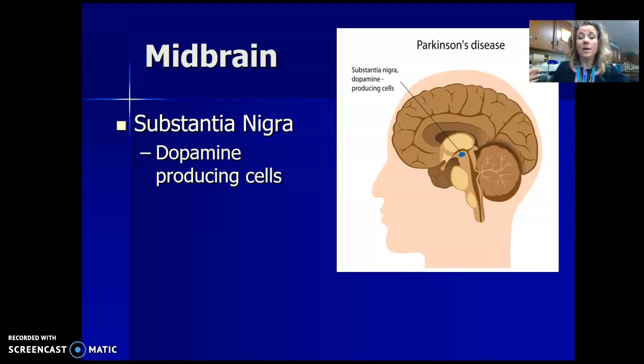Recall that one of the functions of dopamine is to antagonize acetylcholine, which is necessary for muscle contraction. And in antagonizing acetylcholine, our muscle movements are going to be nice and smooth and continuous. If there's a decrease in the levels of dopamine, that is indicative of Parkinson's disease or PD.